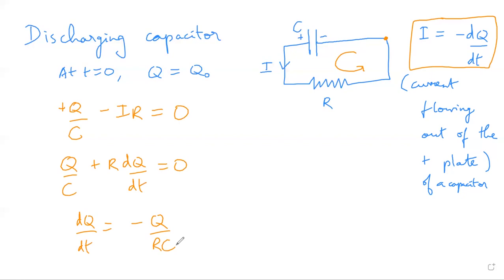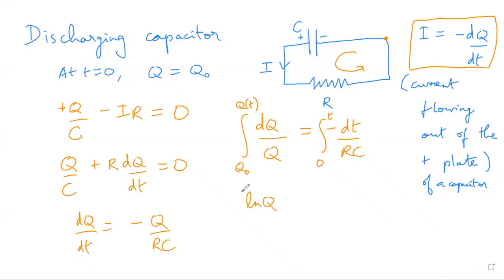Once again, we have a differential equation for Q. This is for a discharging capacitor. Again, we use separation of variables. So we have dq over Q is equal to minus dt over RC. Integrating both sides, on the right-hand side, we are going from time 0 to time t. On the left-hand side, we are starting with an initial charge Q0 and going to some final charge Q of t. On the left-hand side, this evaluates to log Q, evaluated at Q of t and Q0. And on the right-hand side, we have minus t over RC.